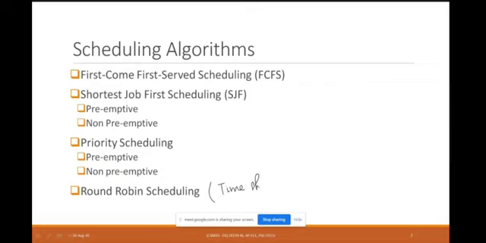Okay, this will be used in your time sharing environment, and this is the algorithm which is being used in most of the process scheduling. Even though every one can be used for different types of processes, we are going to see one by one, though this will be used in a predominant manner.